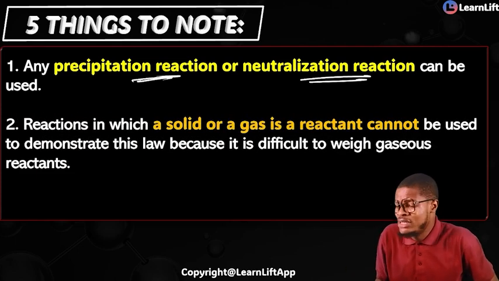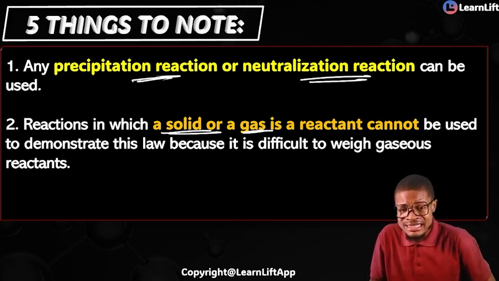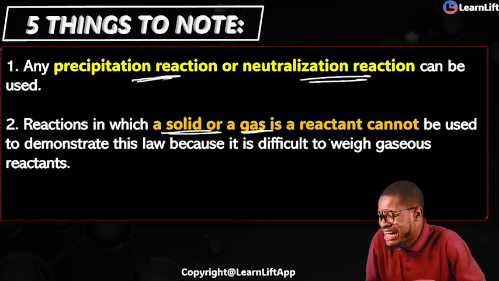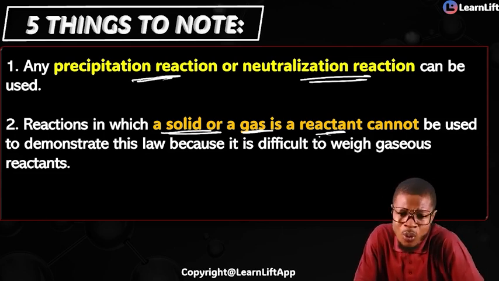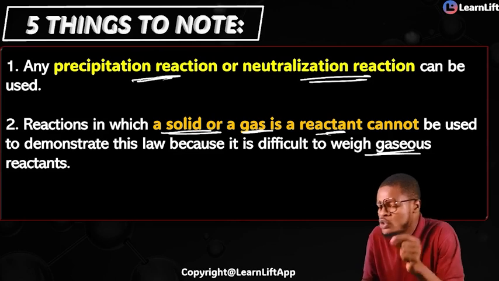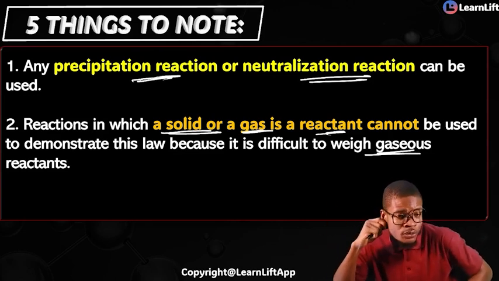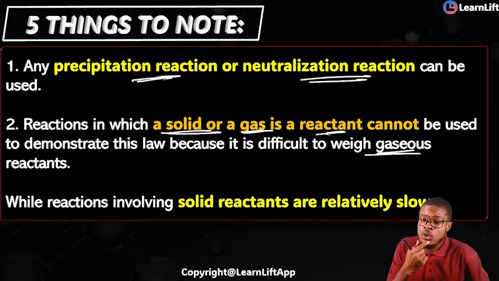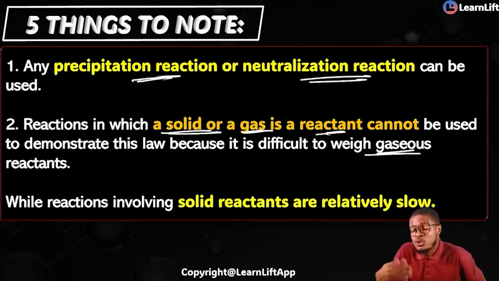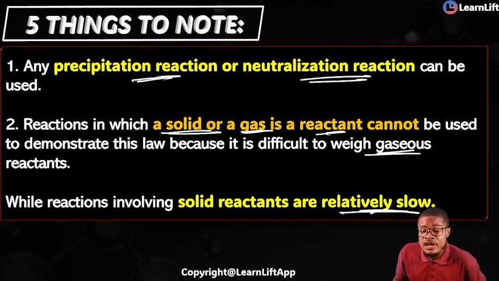And then number 2, I told you that reactions that involve a solid or gas as the reactant cannot be used. Why can't you use gas? Because it is difficult to weigh gaseous reactants. And when it comes to a solid being the reactant, you still can't use it. Why? Because solid reactants are relatively slow, very, very slow.